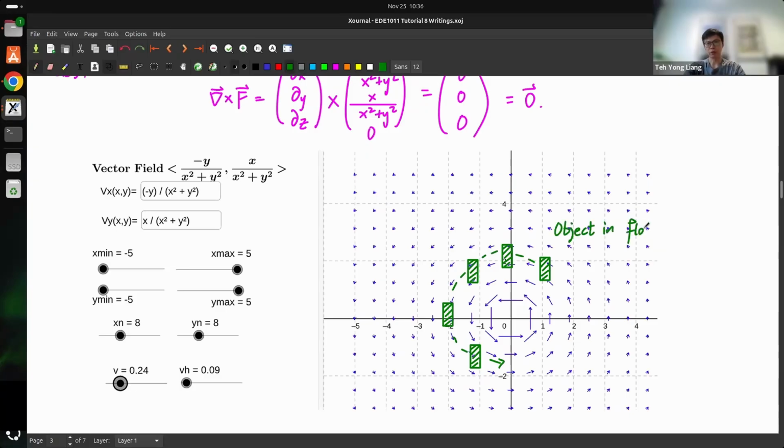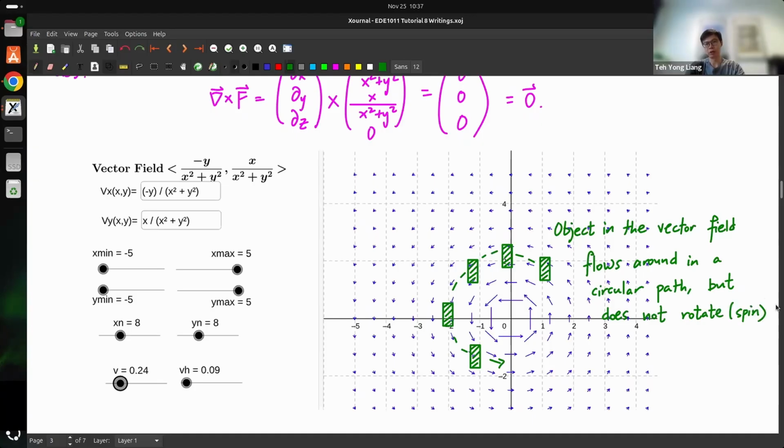So an object in the flow field, or in the vector field, flows around in a circular path, but does not rotate or spin about its own axis, because the curl is 0. Is that right? The curl being 0 is a matter of the spinning effect on an object inside the flow field.